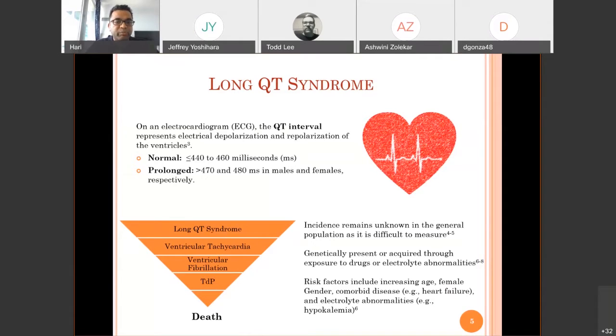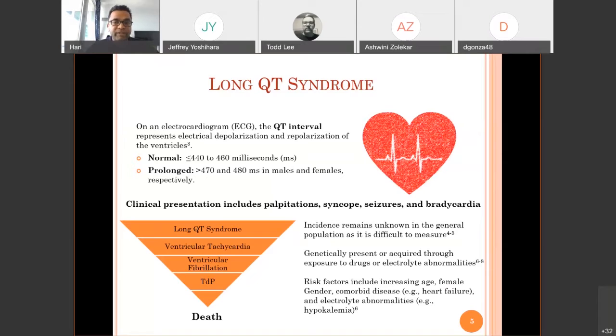And then there are certain conditions which may put patients at a higher risk. These could be increased age or older age, females are at a higher risk, and then patients who have comorbid conditions. And of course, if you have existing electrolyte abnormalities, then you're going to be at a higher risk. So this is sort of the background in terms of what QT prolongation is and what the consequences are.